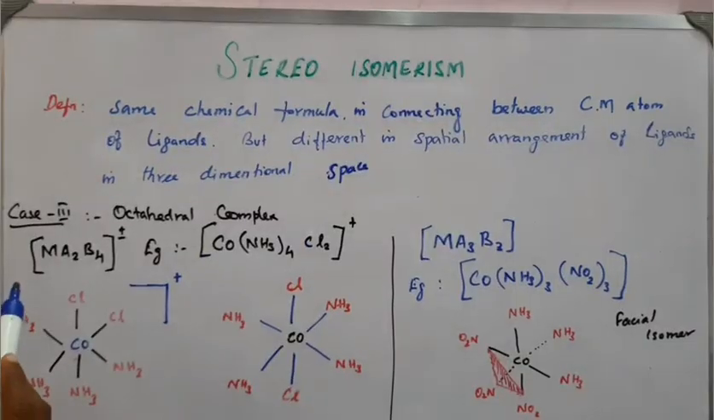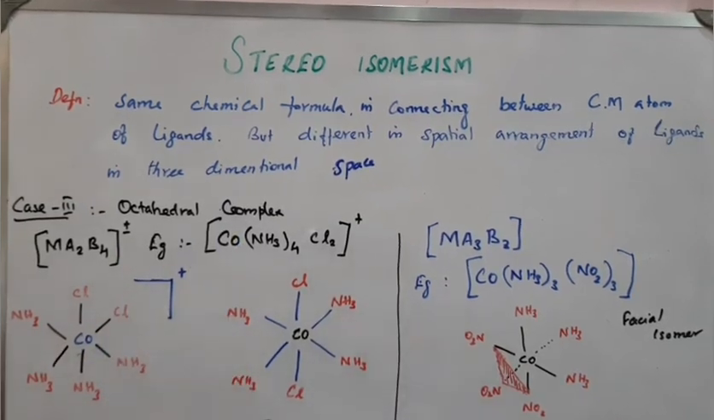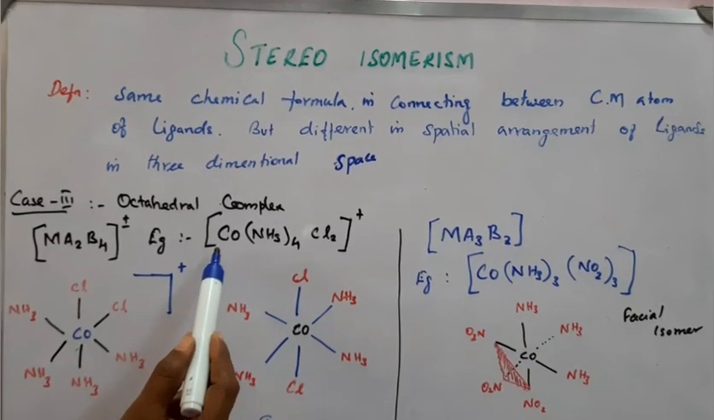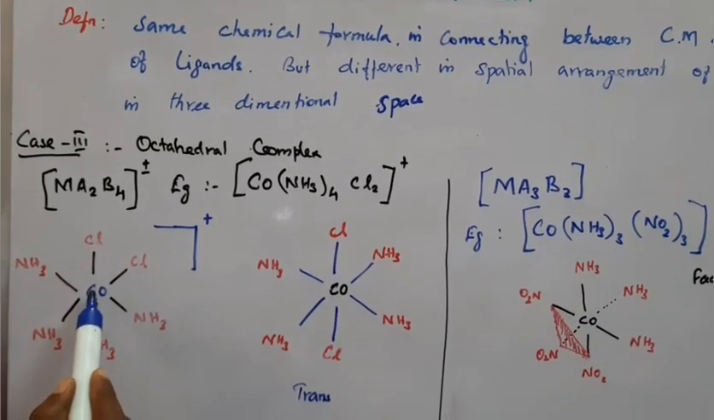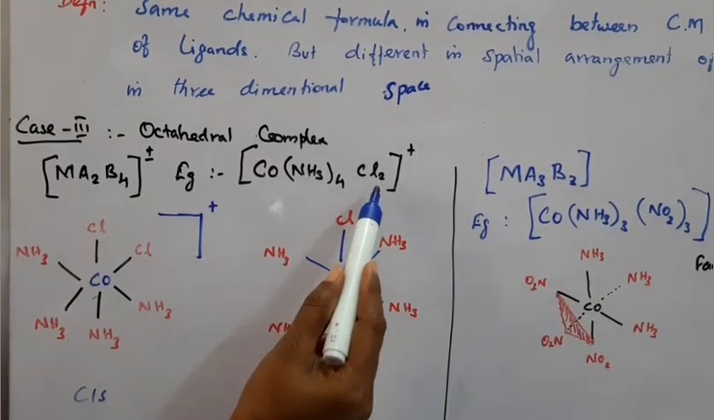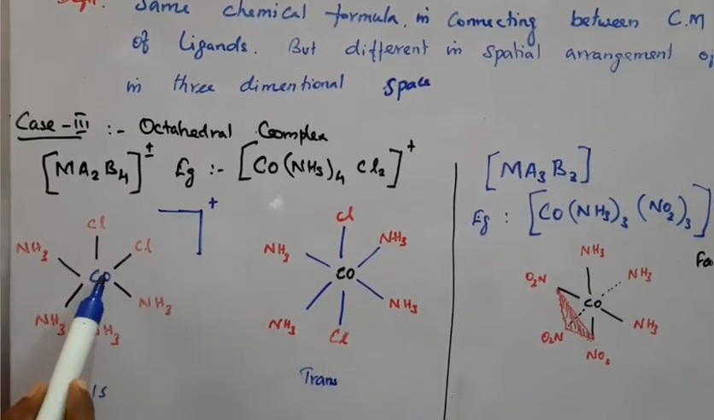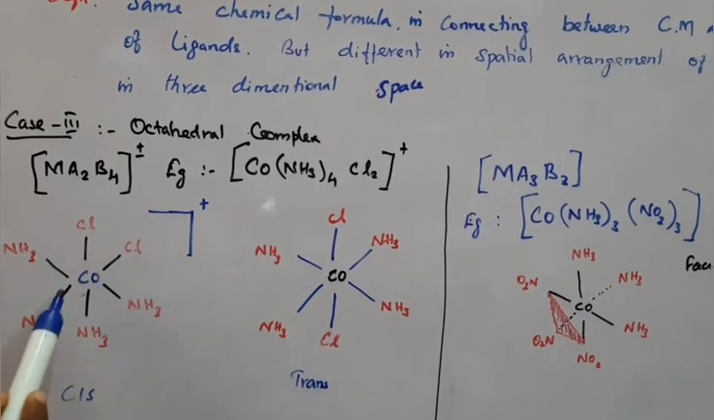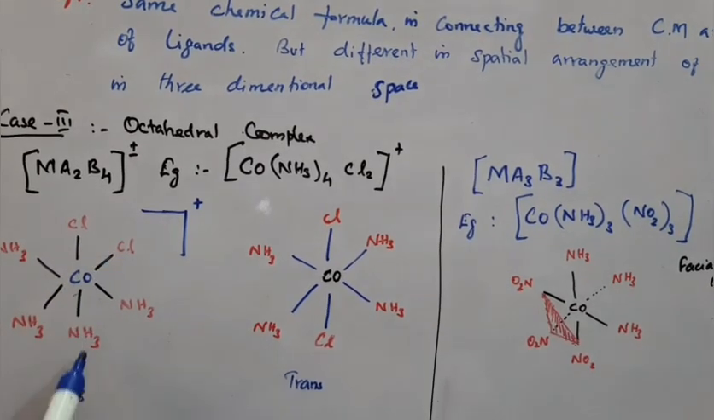Okay children, next case 3, the stereoisomerism that exists in octahedral complexes. Suppose Ma2B4. Let me take an example, tetraamminedichloridocobalt. Here the cobalt is the central metal atom, 4 amine groups are present, and the chloride ions are oriented in different manners, for the cis form and the trans form. Why is this the cis form? Because the chloride ions in the octahedral complex are present in adjacent positions. So we call this a cis isomer.